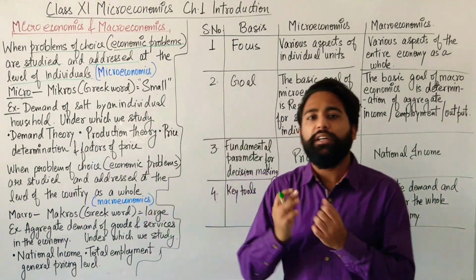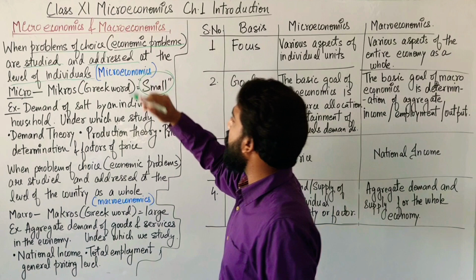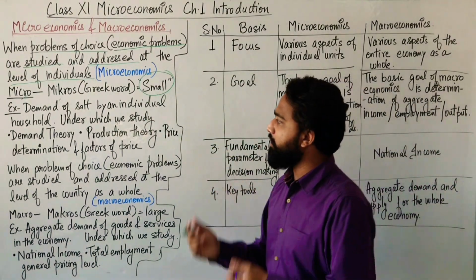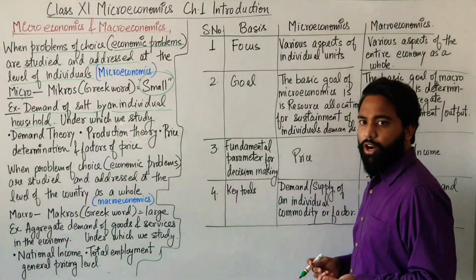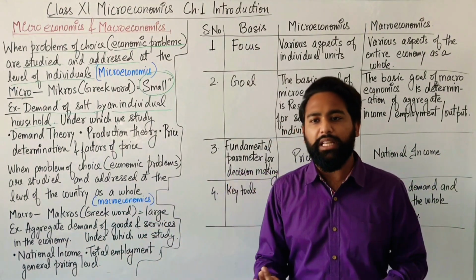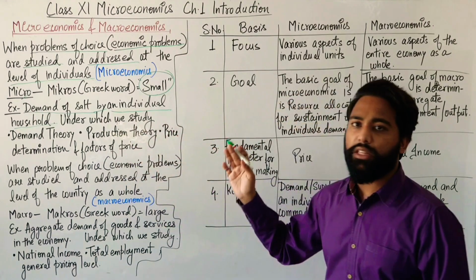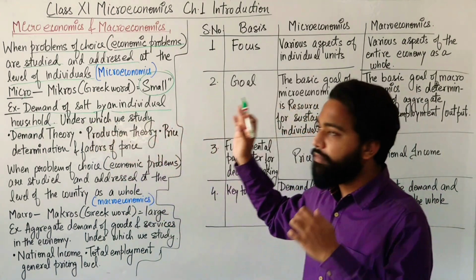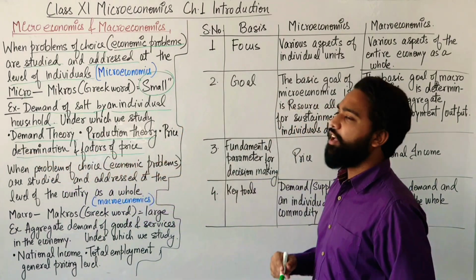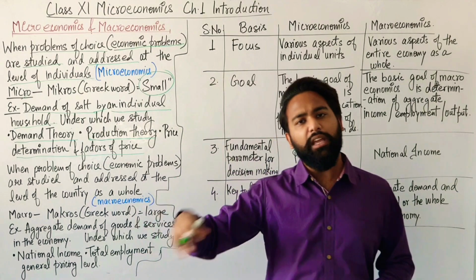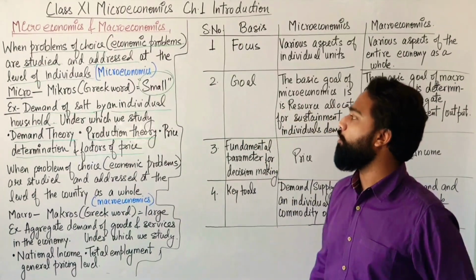Now, micro. This word is taken from a Greek word which is mikros, and this word means small. Now, let's take an example. Demand of salt by an individual household. Demand by a family is known as demand of salt by an individual household. This comes under microeconomics, under which we also study the demand theory, the production theory, and price determination and factor prices. These theories you will be studying in the further chapters. This is just an introductory part. You must know that these are the things which you will study in the future in this book.